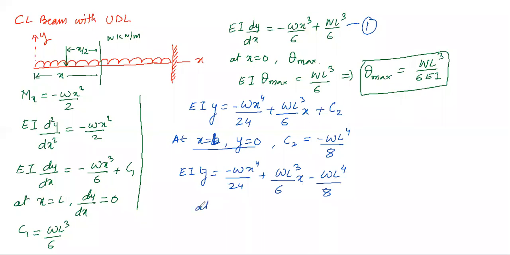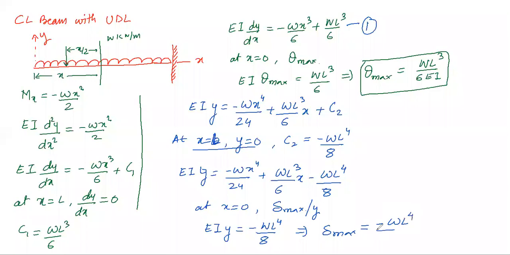Now at x equals to 0, you will get the maximum deflection, right? So put the value of maximum deflection at x equals 0. What we will get, EIY is equals to minus WL to the power 4 by 8, right? Therefore, delta max is also to be defined as minus WL to the power 4 by 8EI.